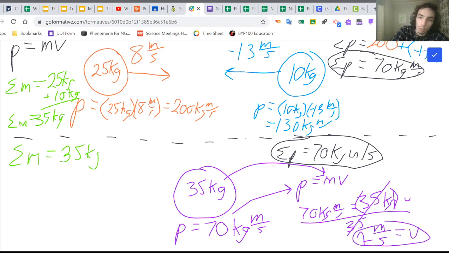And that looks like it will be positive because our total momentum is positive, and so the momentum of this individual object was positive. So the velocity must be positive as well, and that is, again, just 2 meters per second.